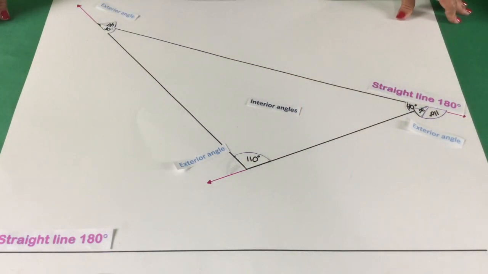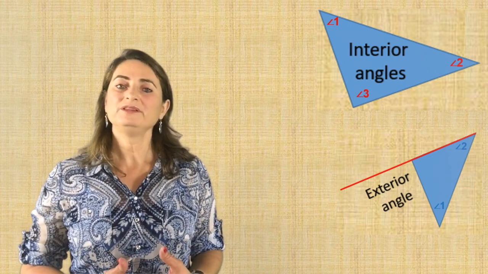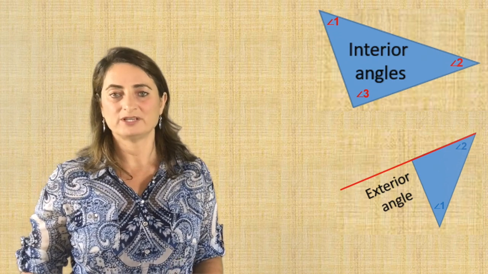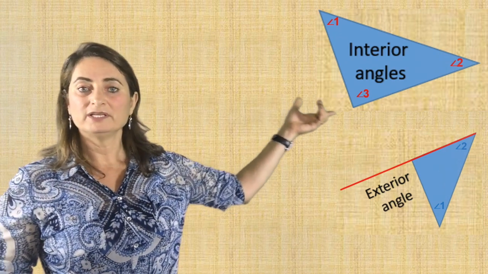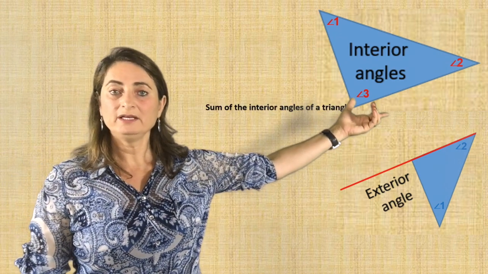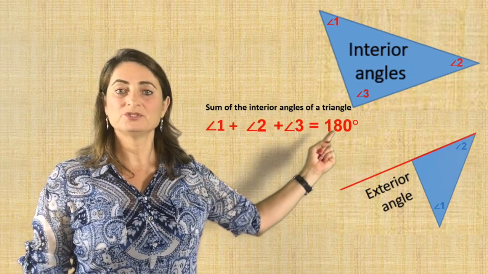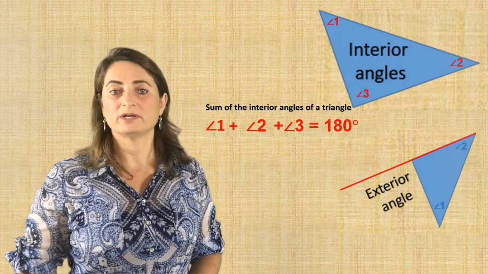Now we will come up with a rule that we can use to find any missing angle, whether it's an interior angle or an exterior angle. So now we can come up with the equations that you can use to find the interior or the exterior angle of a triangle. The sum of the interior angles of a triangle equals 180. So set up your equation: angle 1 plus angle 2 plus angle 3 equals 180.